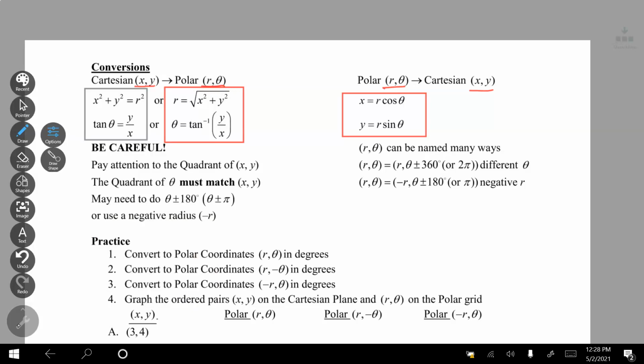Okay, we do have to be careful a little bit. We have to pay attention to the quadrant. We have to make sure our theta matches whatever we want for the quadrant. We're not going to do radians at all, so remember we could add or subtract 360, or add or subtract 180 if we want to make a negative r, and so on and so forth. So we're using these 4 equations, which are exactly the 4 equations we've been doing for vectors.